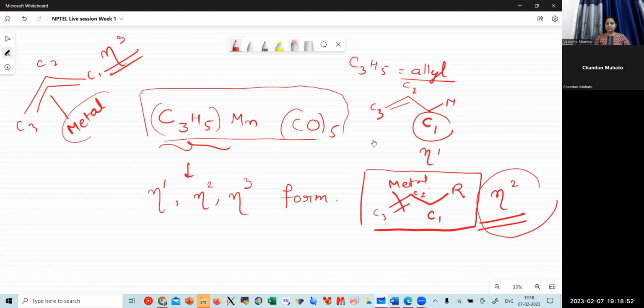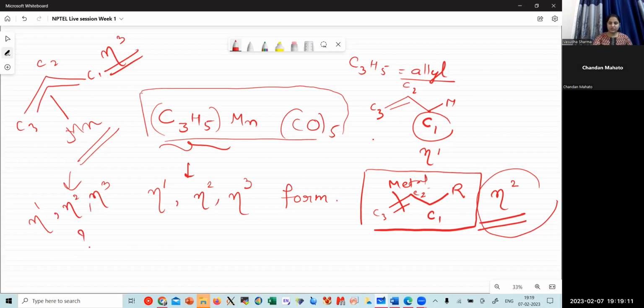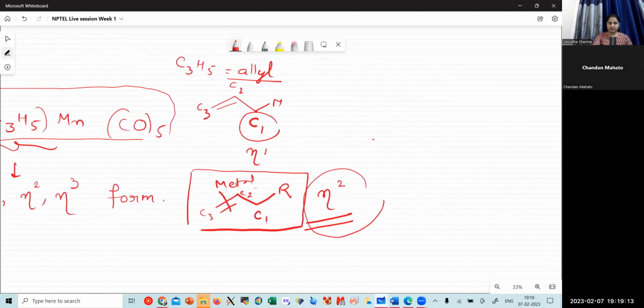So in place of this metal, they are giving you metal center Mn. So now you need to find out whether Mn is coordinating with C3H5 in eta 1, eta 2, or eta 3. So that is the question. So how will you get to know in which form it is coordinating? I will just tell you in brief.